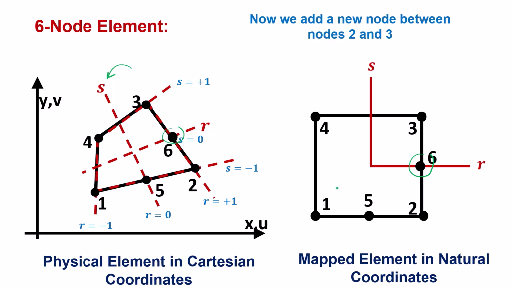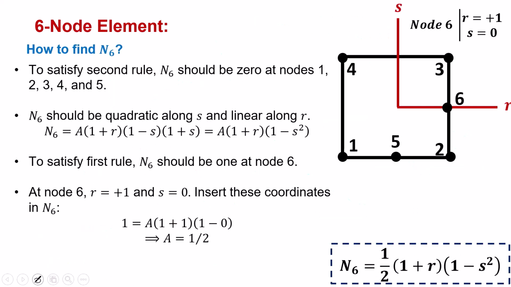The element is still mapped as a perfect square, and node 6 appears exactly at r equal to +1 and s equal to 0. Just like in the 5-node case, adding this extra node makes the interpolation along that edge quadratic instead of linear. This gives the element more flexibility to represent the displacement field, which means higher accuracy in the finite element analysis. Now let's find the shape function for node 6.